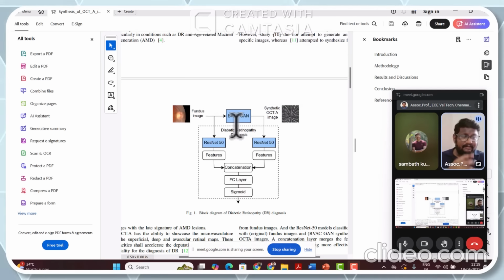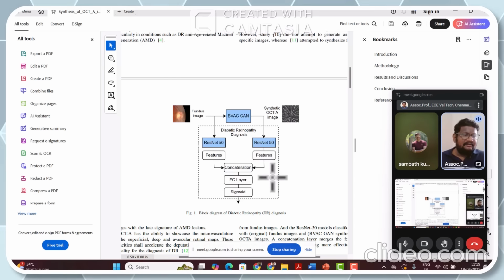The fundus image will be given as usual as one of the inputs to a convolutional neural network to identify diabetic retinopathy. What we are extending is the second modality, which we generate through our BVAC GAN, blood vessel adversarial conditional GAN. That will develop the second modality called OCTA. We are supplementing the second modality in the diabetic retinopathy diagnosis process, where we use ResNet 50 two times, and finally at the decision level we combine the layers, and the outcome will be whether diabetic retinopathy is present or not.